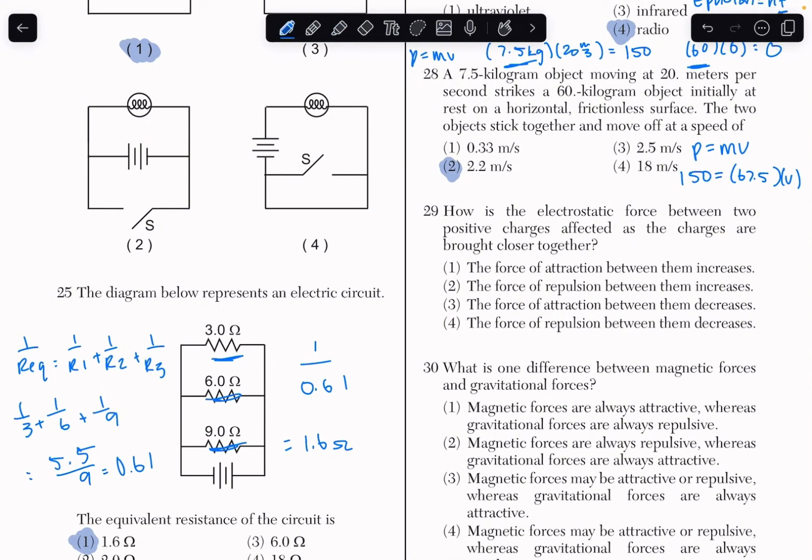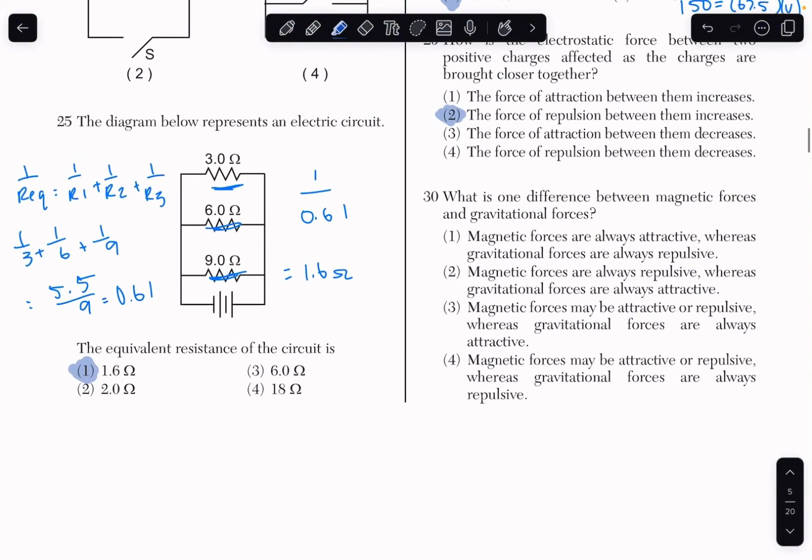29. How is the electrostatic force between two positive charges affected as the charges are brought closer together? This question is easy because you just have to remember that same charges repel. So it will be 2. The force of repulsion between them increases since it's two positive charges. They have the same charge.